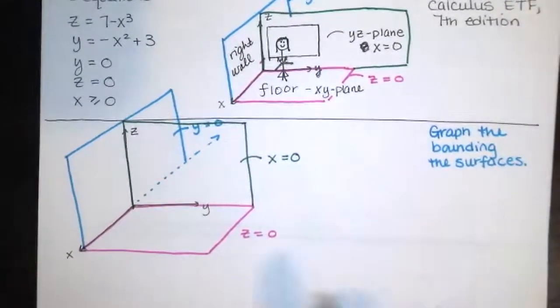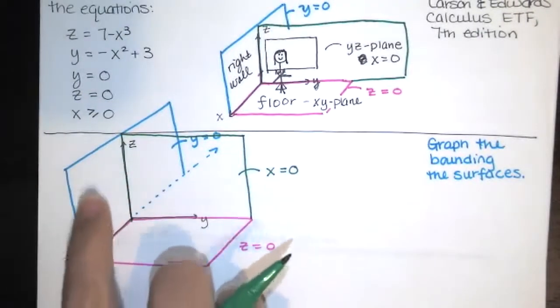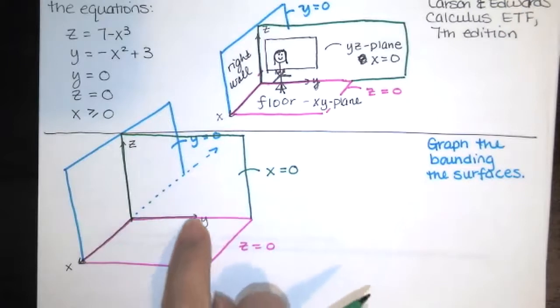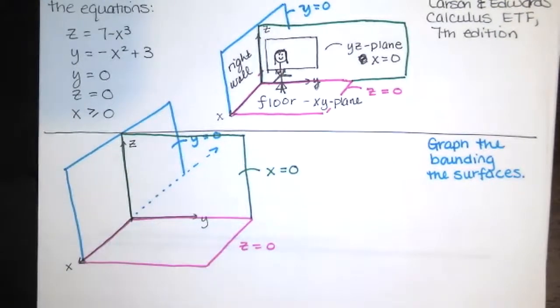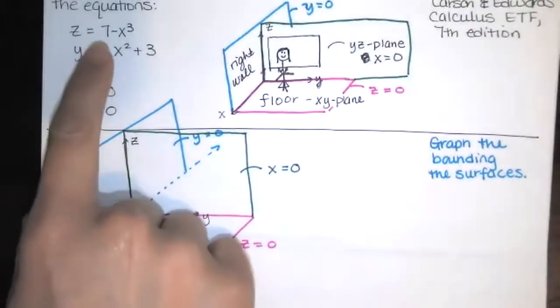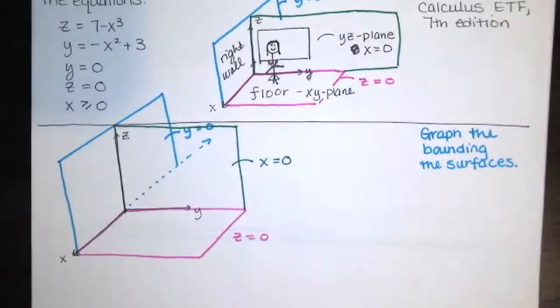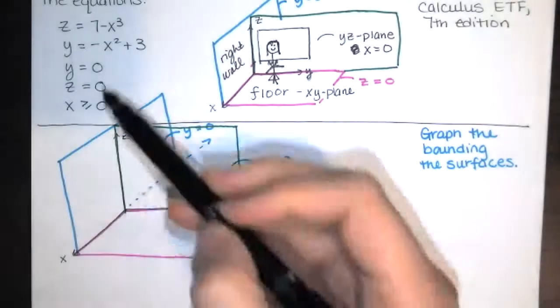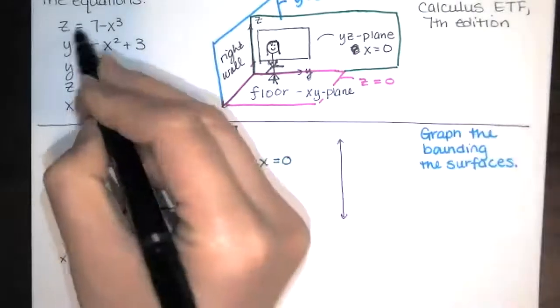Okay. And we are interested in a surface that lives bounded by this plane and this plane, and x is greater than or equal to 0. So we're probably going to be right here in that first octant. Okay, so we've got those surfaces, and we know that x is positive. Now we want to graph these other two surfaces. Now these are a little bit harder to graph, but we can actually graph them in 2D and then extend our graphs to 3D.